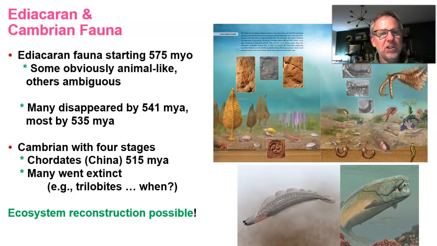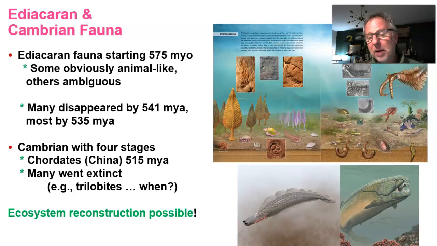Now the chordates, which is what we belong to, fishes, amphibians, reptiles, etc., we see the earliest chordates about 515 million years ago. So the beginnings of our own animal lineage that we belong to. Many went extinct.